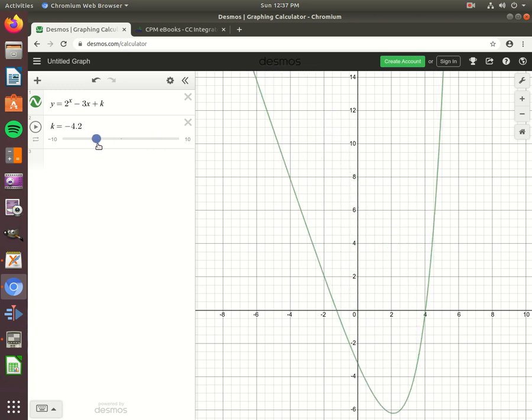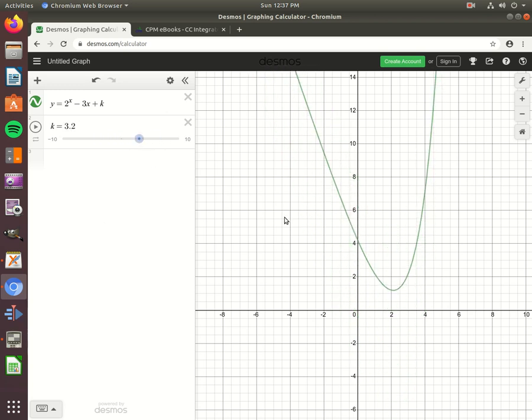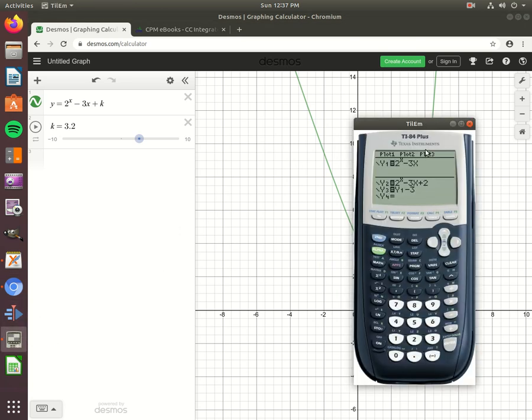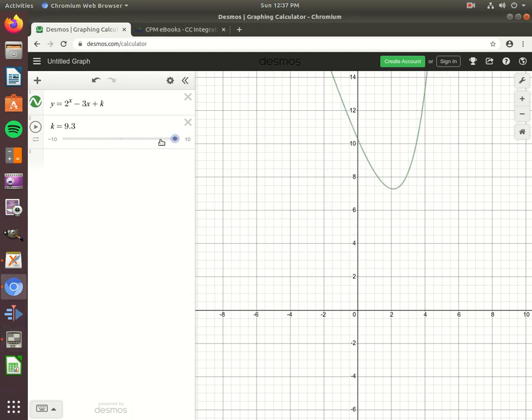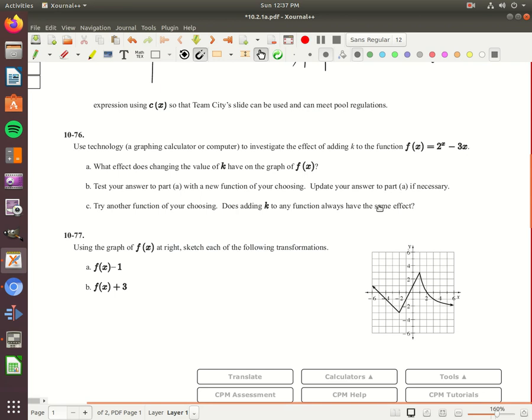This allows me to change that k and move it up or down, which is kind of neat. So again, just some of the differences between Desmos, which you might be using at home, versus a TI-84 or a TI-84 simulator. Just so you can see the difference in how it looks, but you can see you can do it either way. It doesn't matter which software you're using. You should be okay with that, or which technology you're using, I should say.